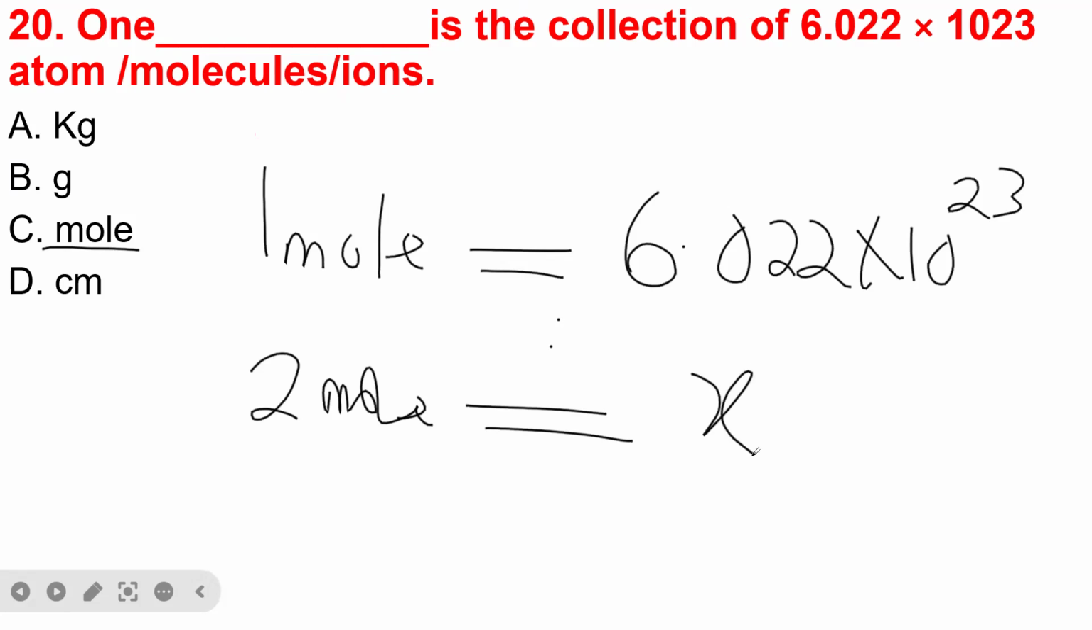So 1 mole contains 6.022 times 10 to the power of 23. So if it is 2 moles, then in x, you cross multiply, and then you make x the subject of the formula. So this is how to do this kind of calculation of calculating moles.